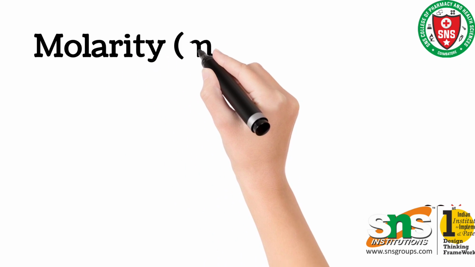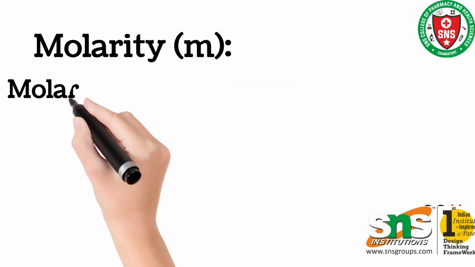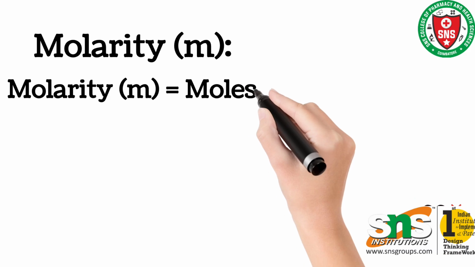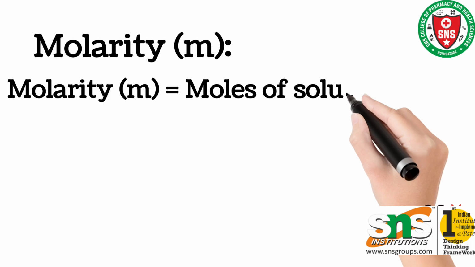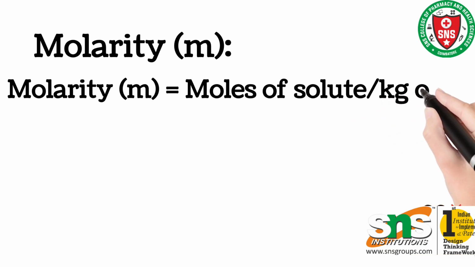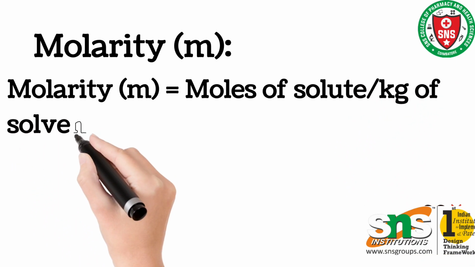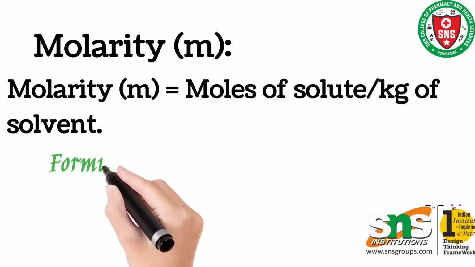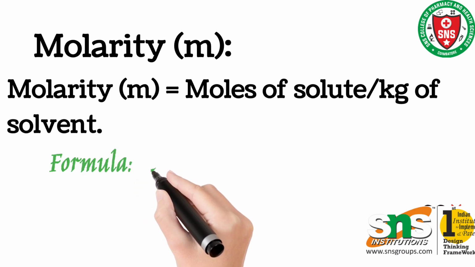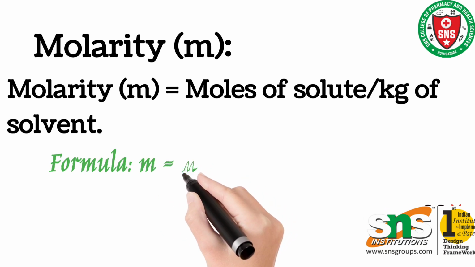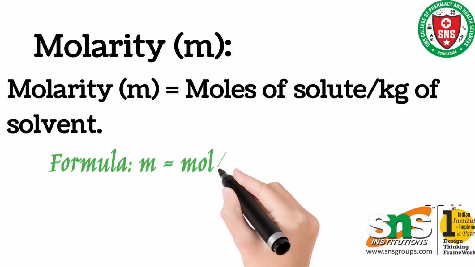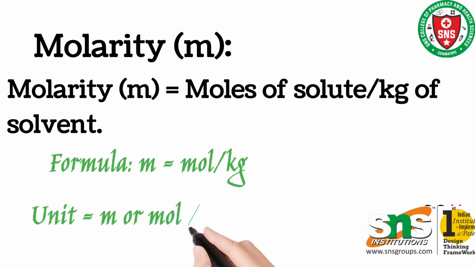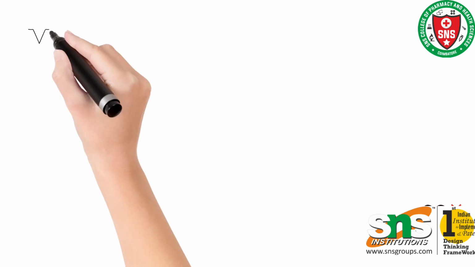Now coming to molality. Molality is expressed as a small m, and it is defined as the amount of substance dissolved in a certain mass of solvent, that is moles of solute per kilogram of solvent. In equation, it is moles of solute divided by kilograms of solvent, and the unit of molality is mole per kilogram.